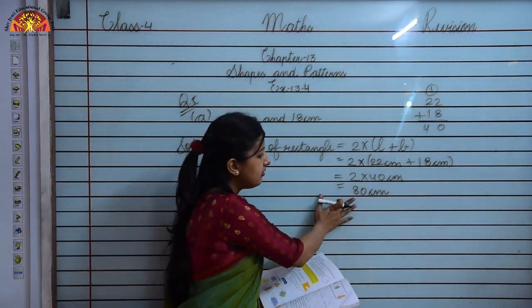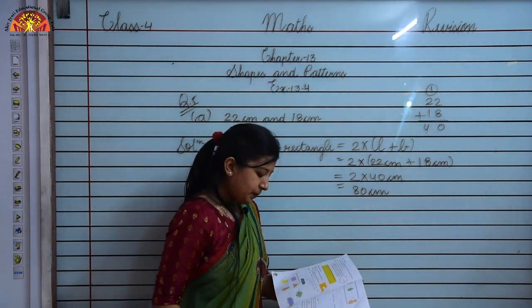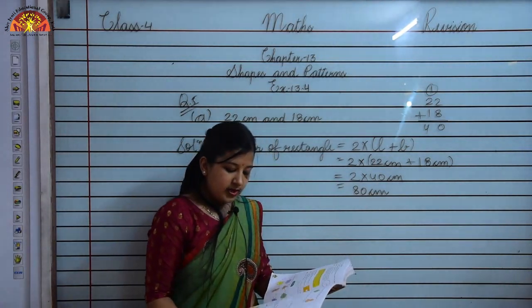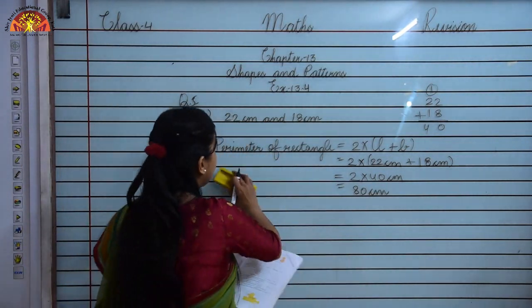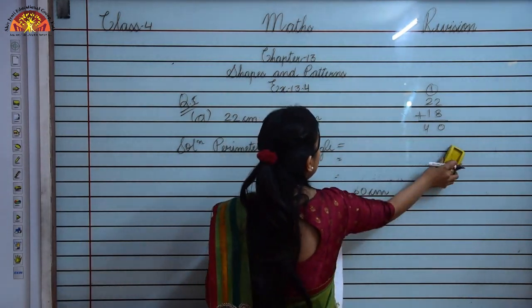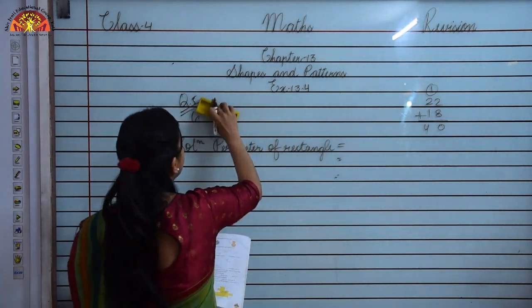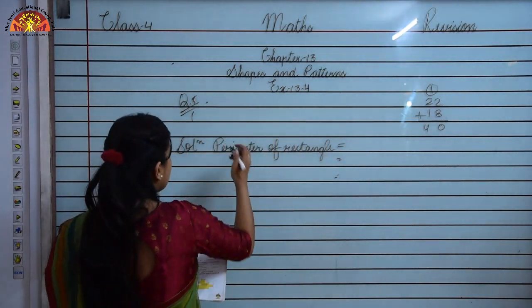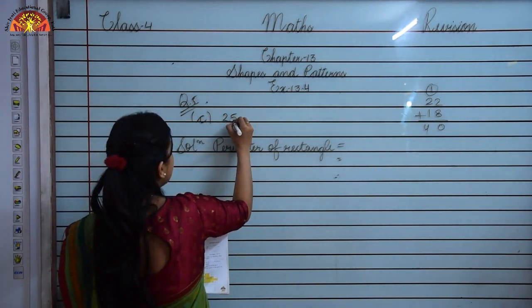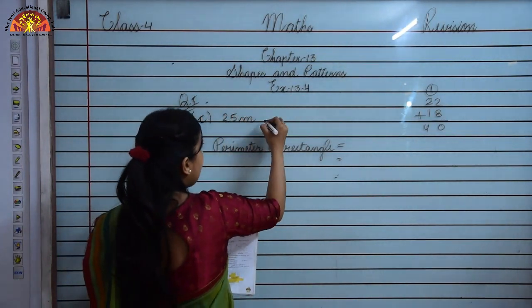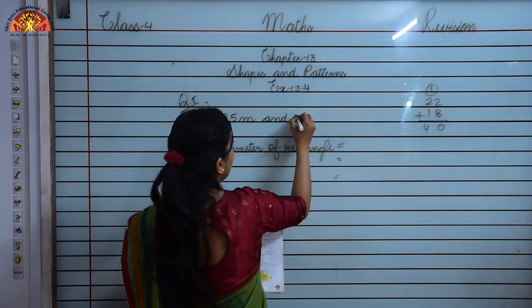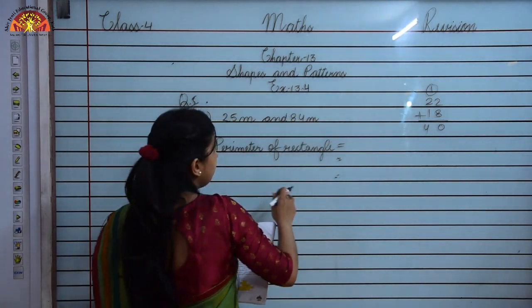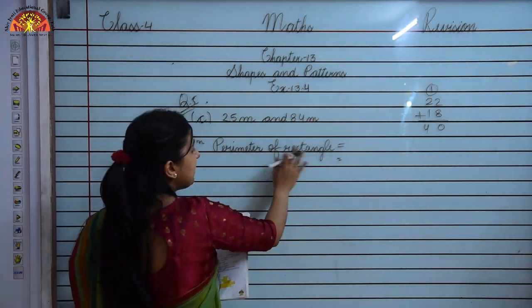So this one is the answer, 80 centimeter. Now students, we are going to do C part of this question. So C part of this question is 25 meter and 84 meter. Now we have to find the perimeter of rectangle.